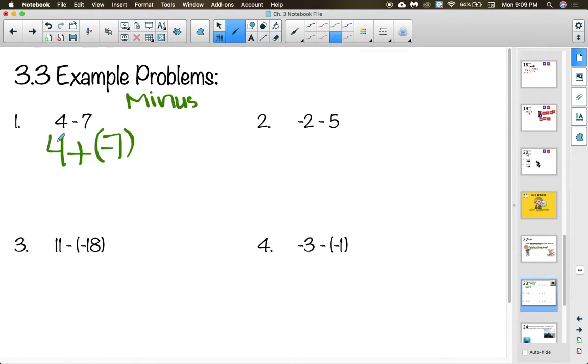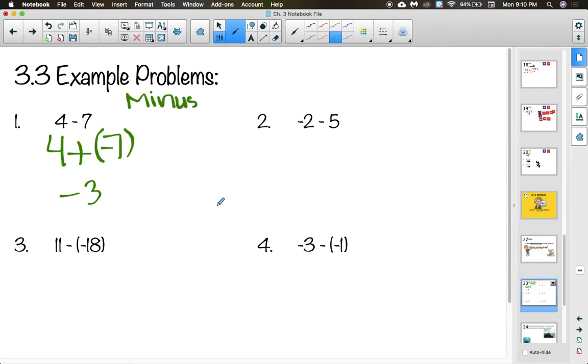These two problems are exactly the same. They mean the same thing. Subtracting is the same as adding a negative. So now we can follow our 3.2 rules. We have a positive and a negative. There's more negatives, so my answer will be negative. We're going to make 0 pairs because we've got some positives and some negatives, and that tells me I need to subtract. 7 minus 4 is 3, and my final answer is negative 3.